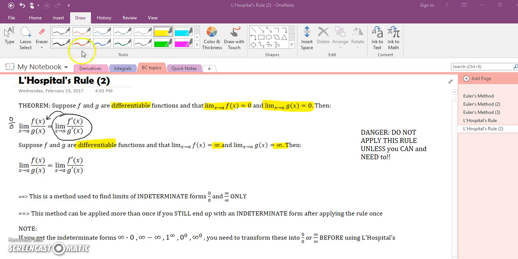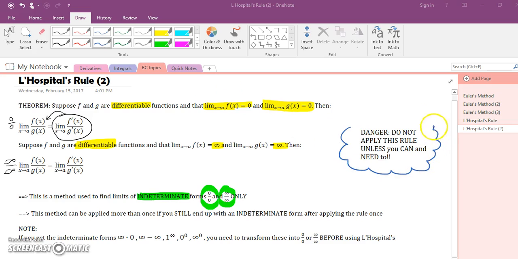The same thing applies if I have differentiable functions, this time if the limit for f and the limit for g are infinity. So if I were to do the limit as x approaches a of f over g, I would end up this time with infinity over infinity. Doesn't work, it's indeterminate form as well. What you can do is take the derivative of f, the derivative of g, and try again. So this method, it's important that you realize it's used to find limits of indeterminate forms 0 over 0 and infinity over infinity only.